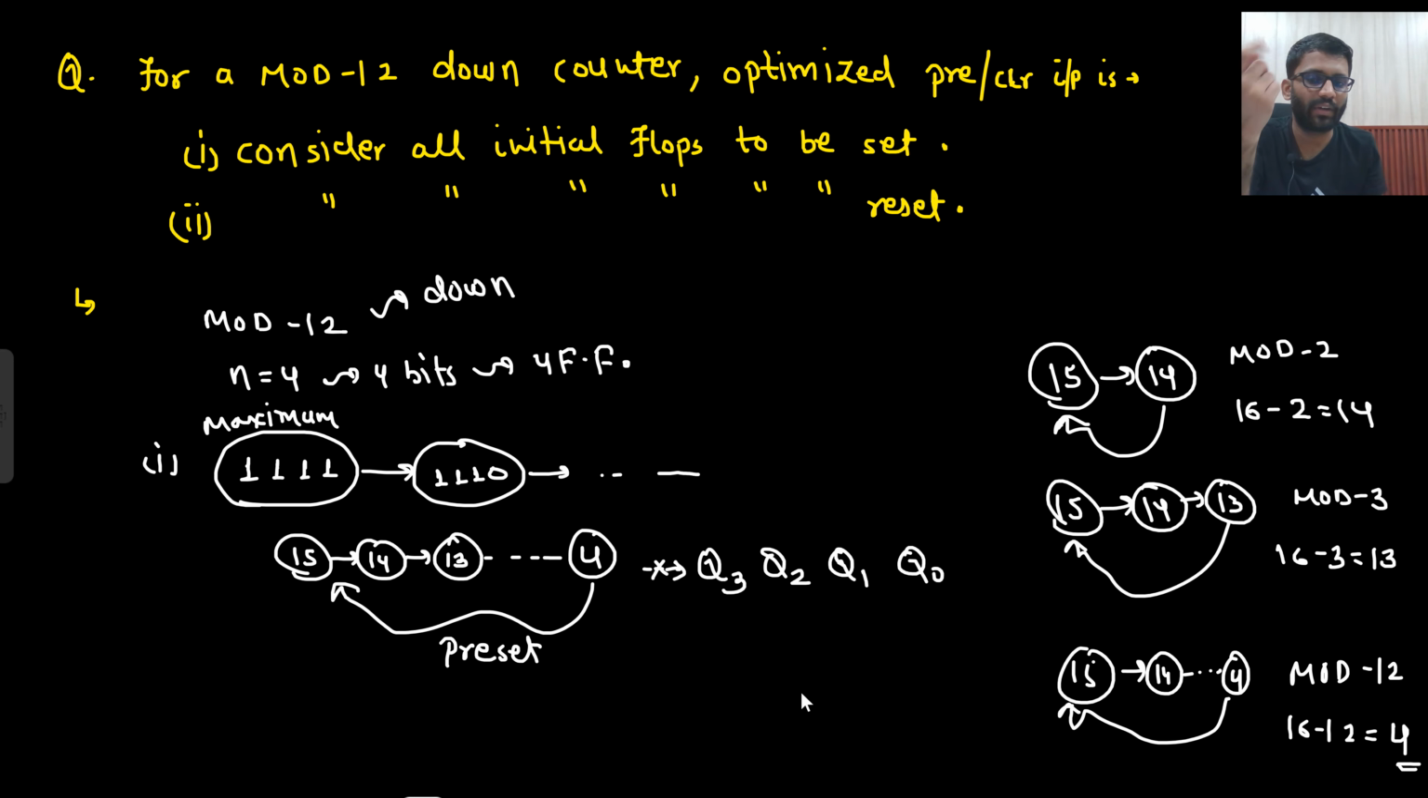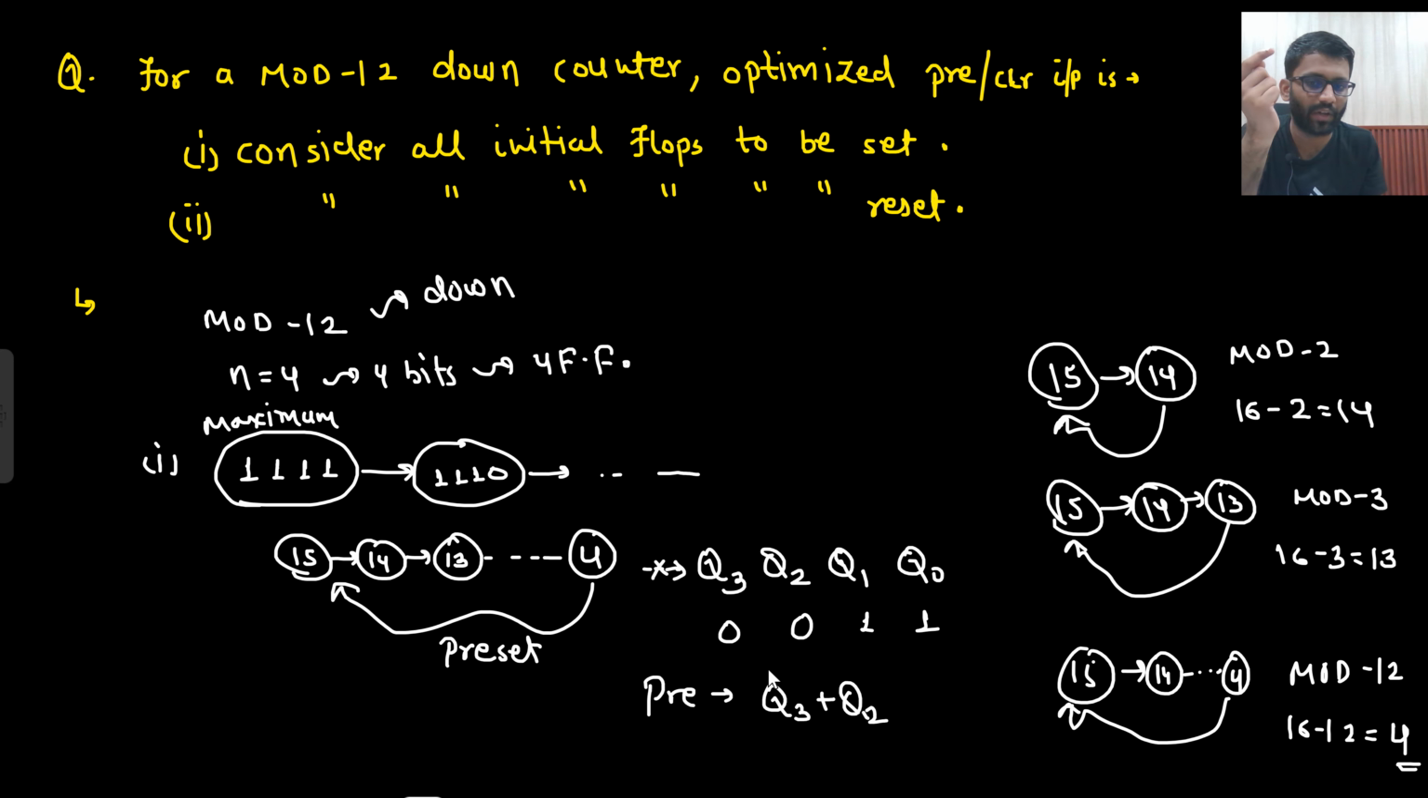And which state do I not want? That is 3, and 3 will be 0, 0, 1, 1. In case of a down counter, always look at zeros only. So Q3 plus Q2. Do you want your preset input to be high or low? You want your preset input to be high. So I am looking at 0, Q3 plus Q2. I want it to be high.